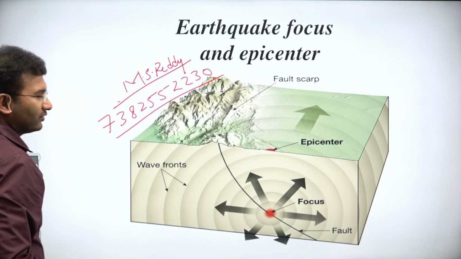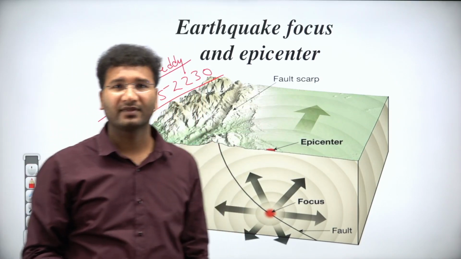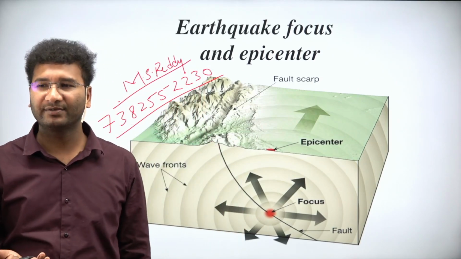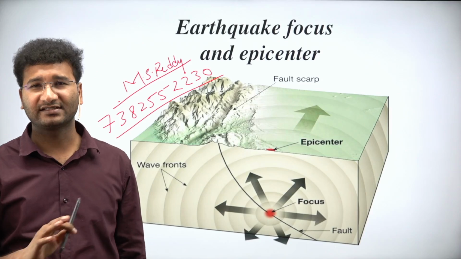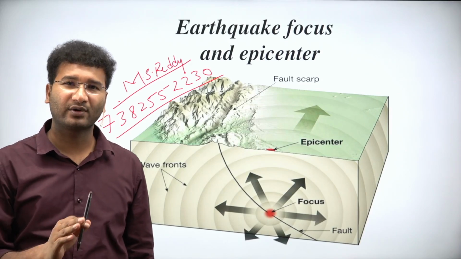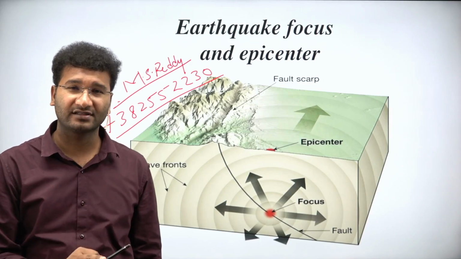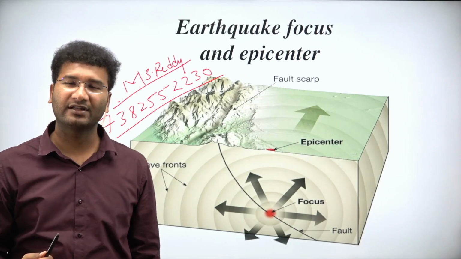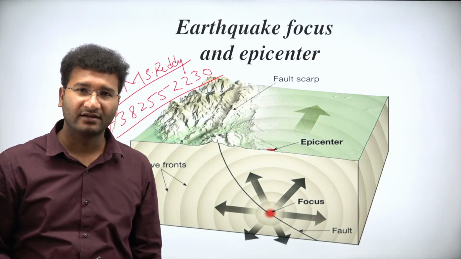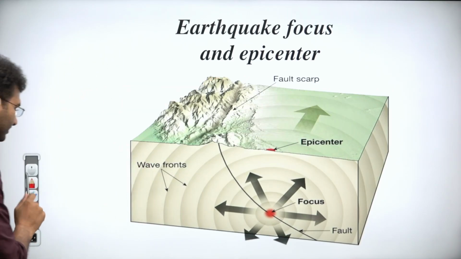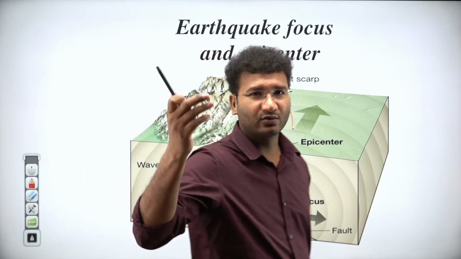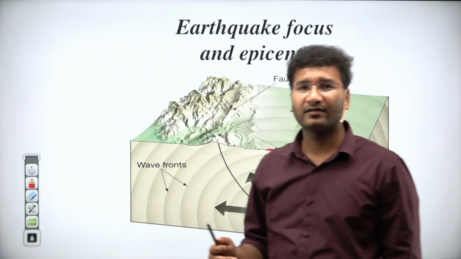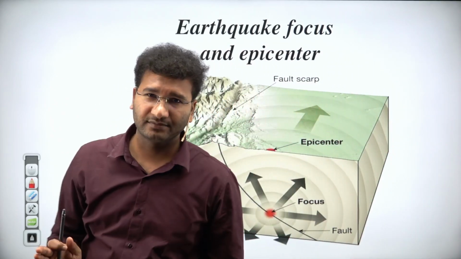So, are shallow earthquakes dangerous or deep earthquakes dangerous? The answer is very simple. The earthquakes located at shallow depths are more dangerous, and an earthquake located at deeper depths is not much dangerous. So where do you find these shallow earthquakes? Shallow earthquakes are usually found across the coastlines of Japan and wherever you find faults.